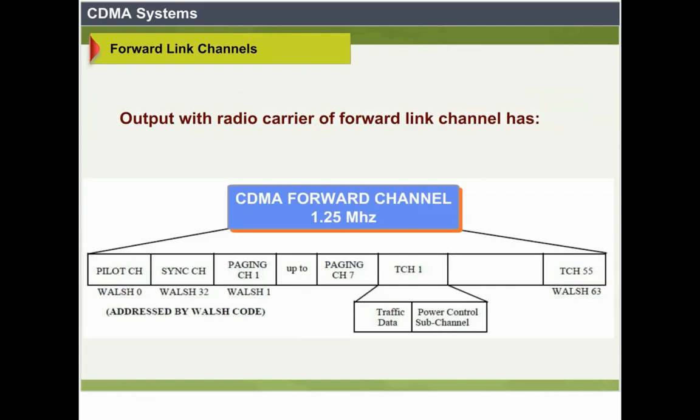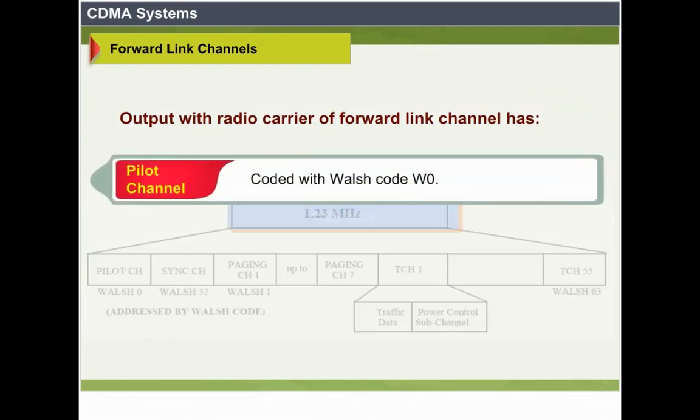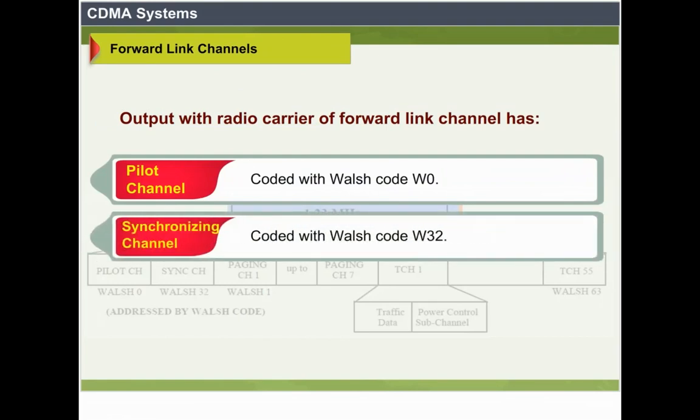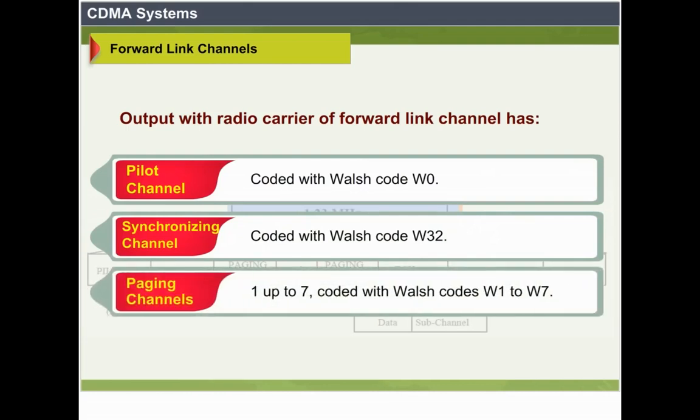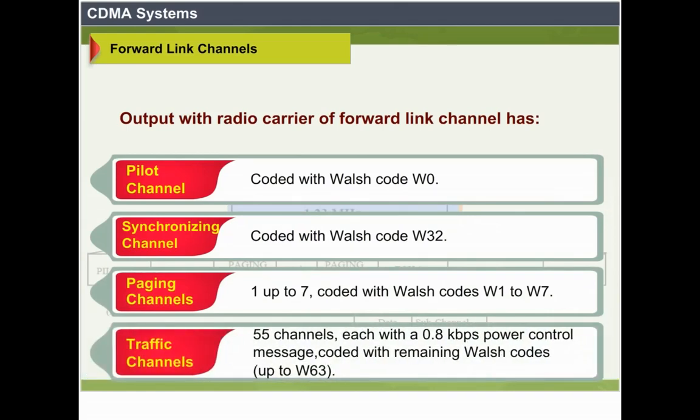The output with radio carrier, or forward link channel, has a pilot channel coded with Walsh code W0, a synchronizing channel coded with Walsh code W32, paging channels 1 up to 7 coded with Walsh codes W1 to W7, and traffic channels, 55 channels, each with a 0.8 Kbps power control message, coded with the remaining Walsh codes up to W63.